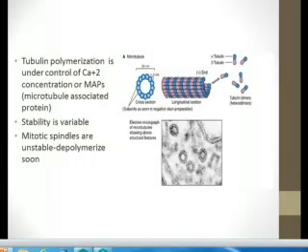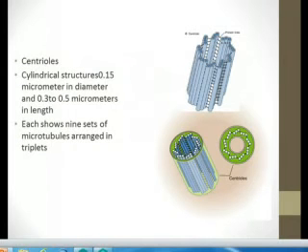So polymerization is always on the positive side, or the plus end, of the microtubules. Now, if we look at the microtubule organizing centers, at first they have the basic structure of the centrioles. What are these centrioles? A centriole is one of the organelles. These are cylindrical structures about 0.15 micrometer in diameter, and their length is variable.